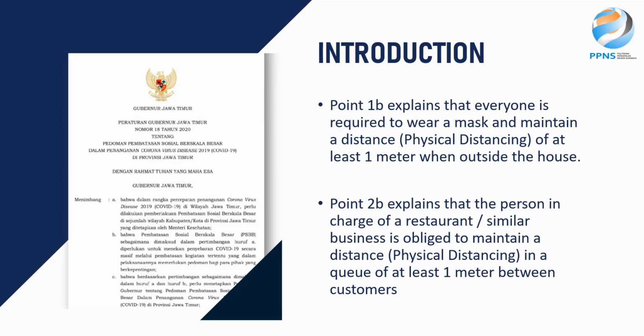Based on the governor's rules of East Java, there are two points which explain the regulation of coronavirus disease in Indonesia. The first is point 1b, which explains that everyone is required to wear a mask and maintain a distance, or physical distancing, of at least 1 meter when outside the house. And point 2b explains that the person in charge of a restaurant or similar business is obliged to maintain a distance, or physical distancing, in a queue of at least 1 meter between customers.